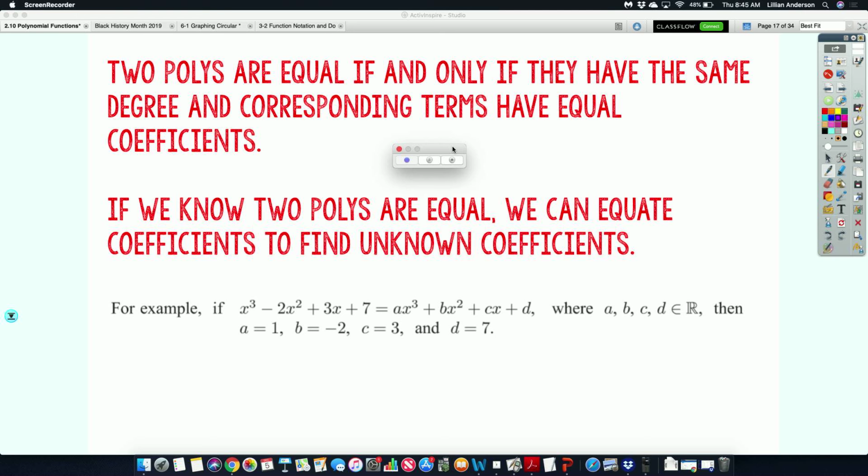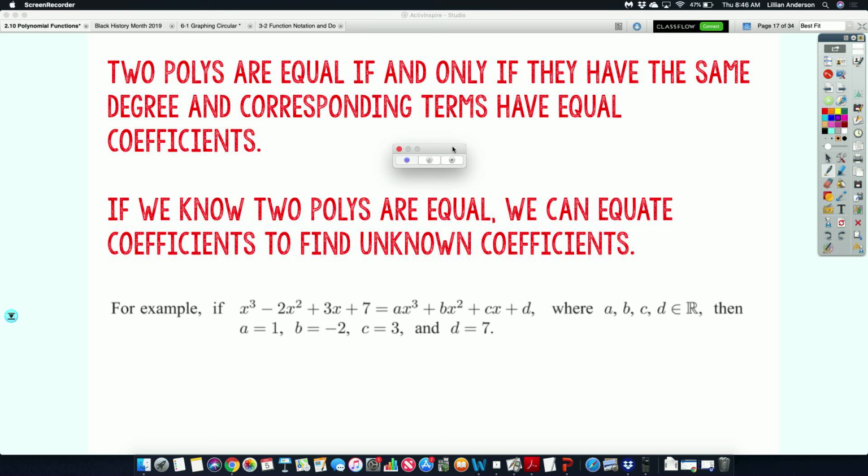If x cubed minus 2x squared plus 3x plus 7 is supposed to be equal to this other cubic function, where a, b, and c are elements of real numbers, then of course we know that a will be 1, b will be negative 2, c will be 3, and d will be 7. Of course, it's never that simple. But you use the fact that if they are indeed equal, you can use some algebraic processes to help you find those coefficients.